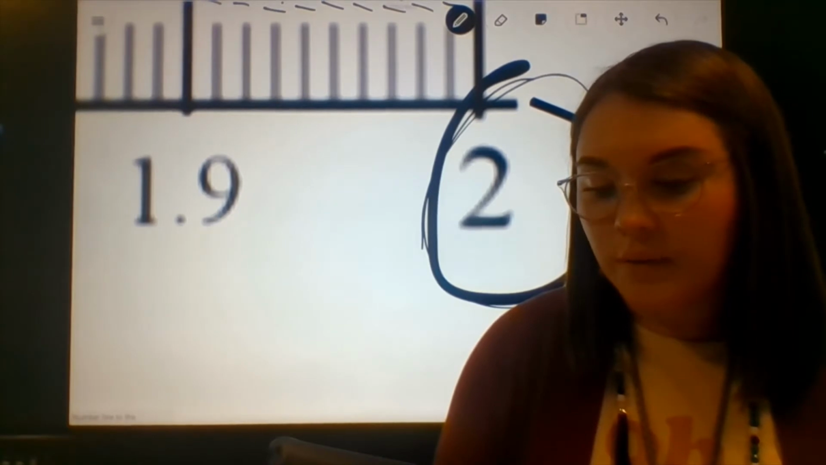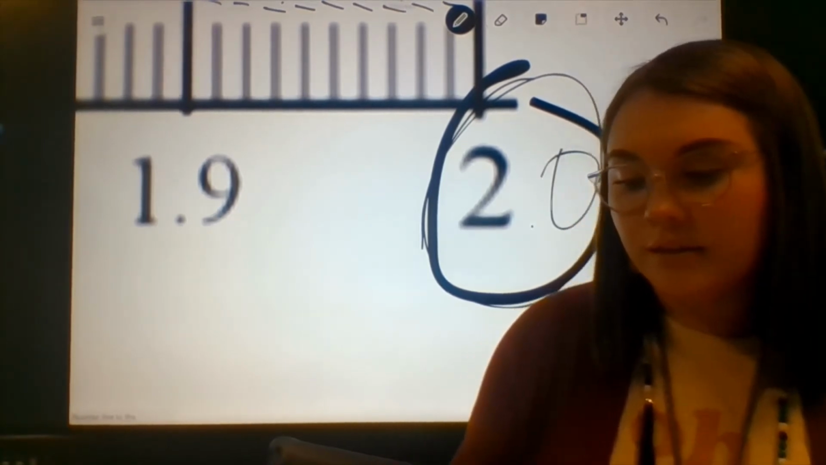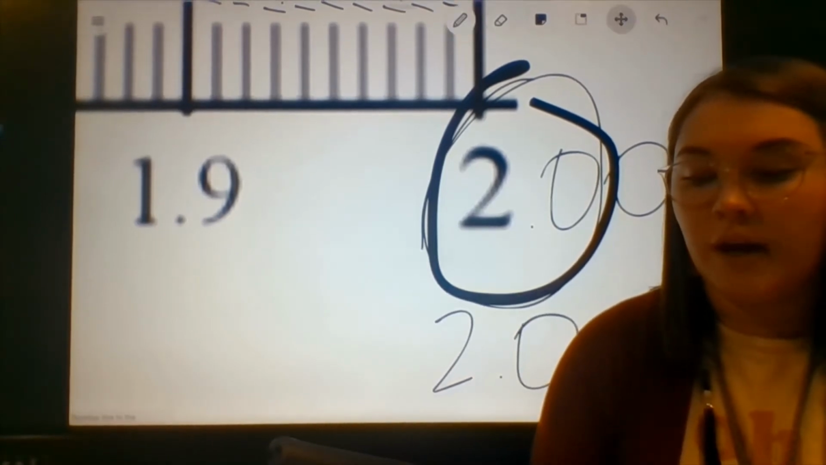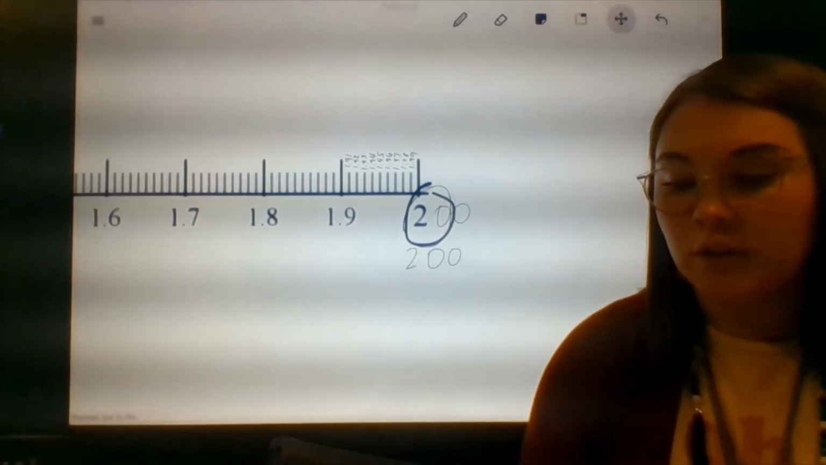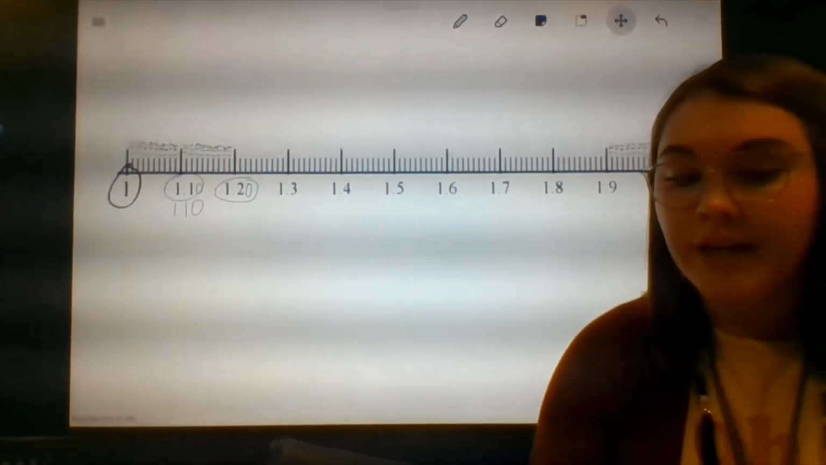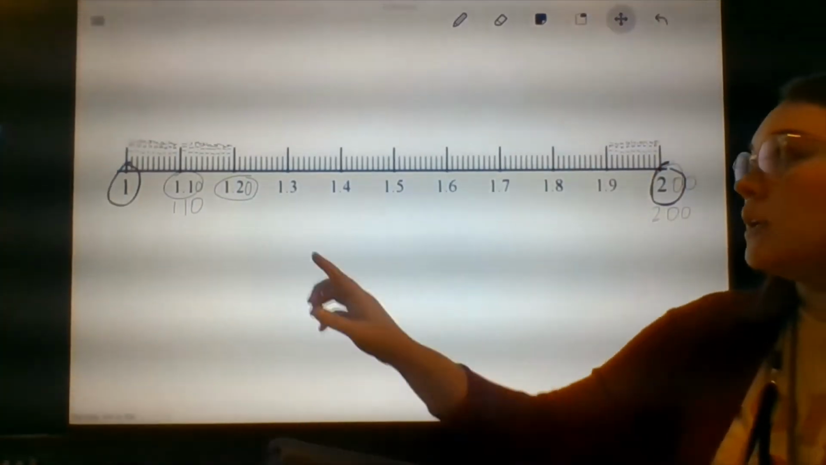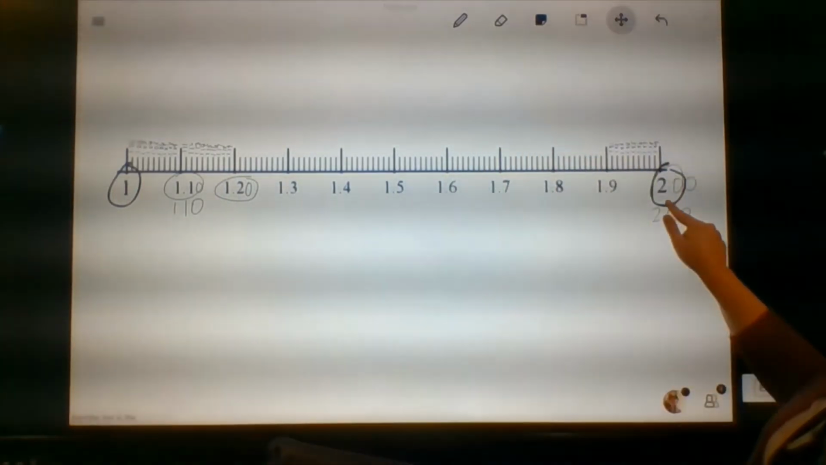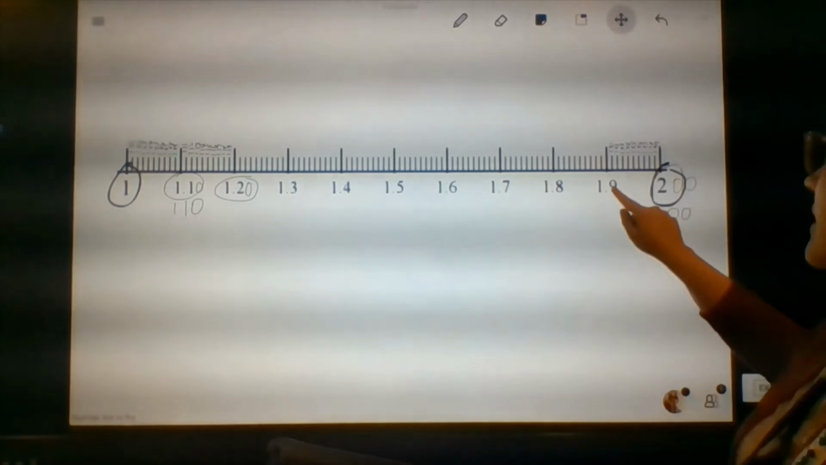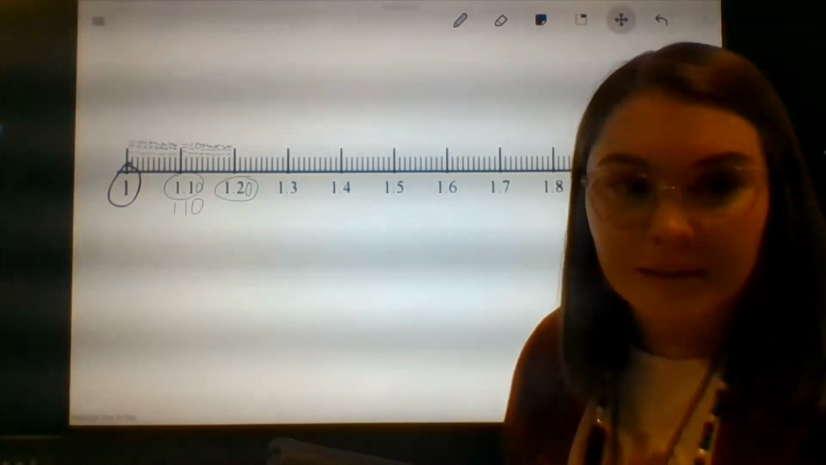Our whole number can be represented like this, 2.00, and that's 200 hundredths. So there are 100 hundredths in between two whole numbers. In between two whole numbers, there are 100 hundredths, and there are 10 tenths.